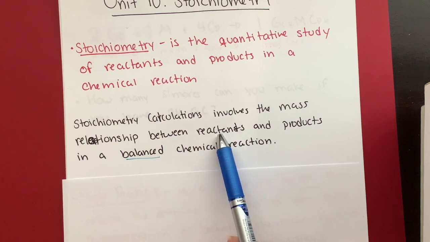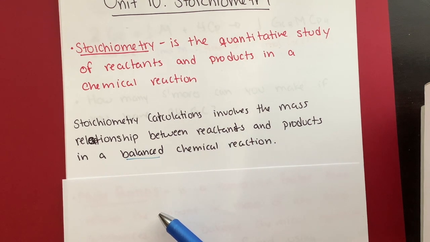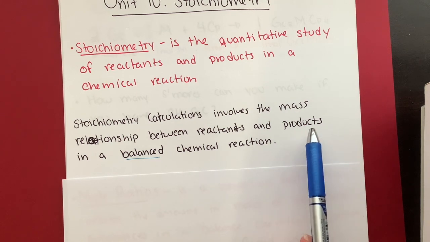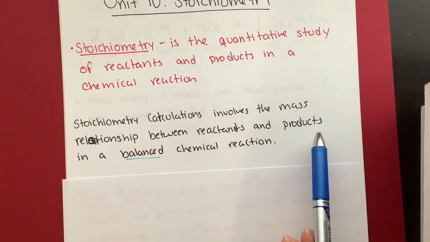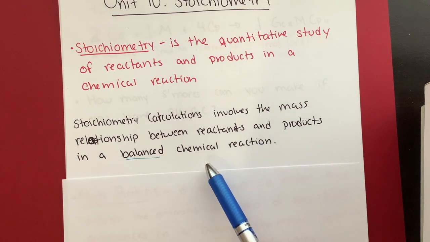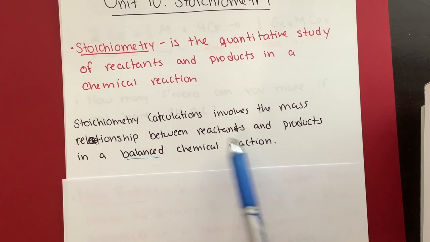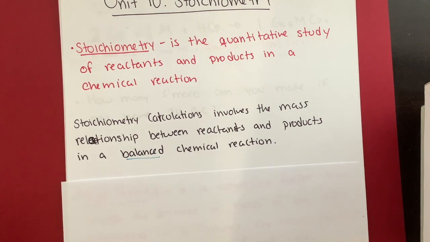Remember that the reactants are your ingredients, what's in front of the arrow. The products are whatever we produce in a chemical reaction, and that's after the arrow. It is very important that for these types of calculations, our chemical reaction has to be balanced.